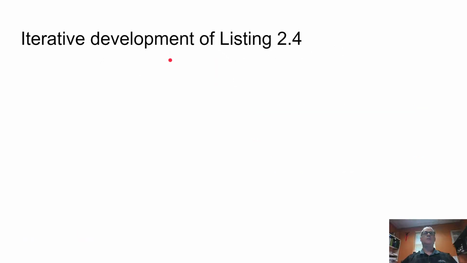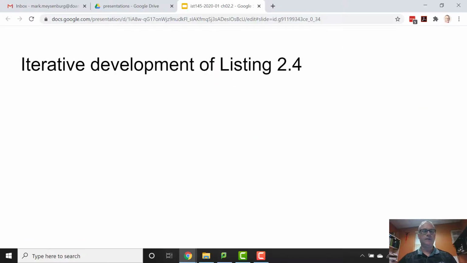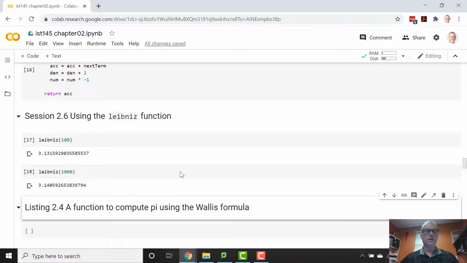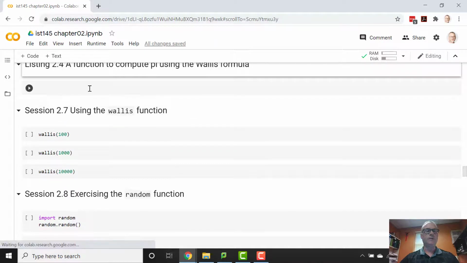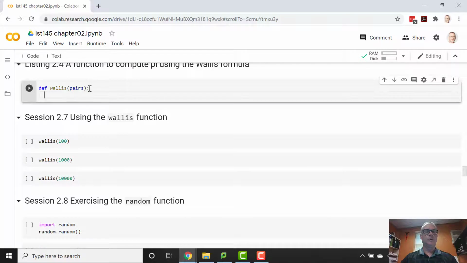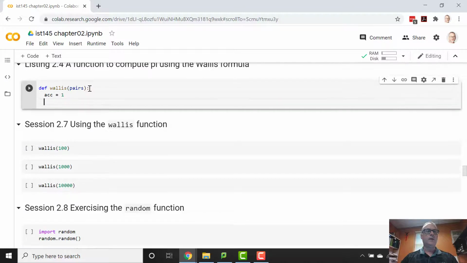Okay? So let's take a look at our iterative development of that function using the same sort of idea as we did with the Leibniz function. That is, we're going to develop it in pieces so that we can test it iteratively and make sure that it works in small bits. So I'll call this Wallace, and again it'll take pairs now, similar to the terms function that we had before. I'll set my accumulator to 1 because again it's a multiplicative accumulation rather than an additive one, and so we have to use the multiplication identity.